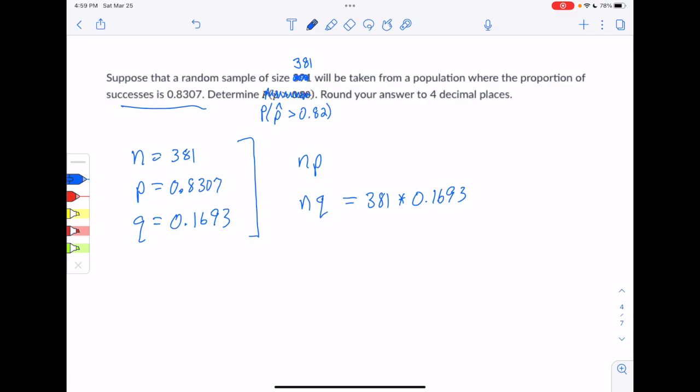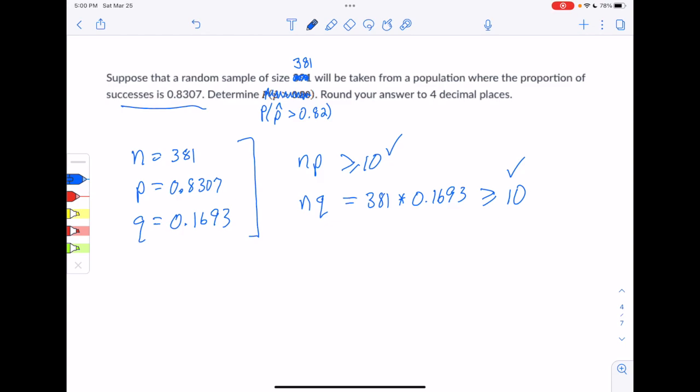Suppose n was 100 and we multiplied it by 0.1693. That would move the decimal over 2 spots and give us 16.93. 16 is bigger than 10. We're not multiplying by 100, we're multiplying by 381, so we're going to get something even bigger. So without my calculator, I can see that nq is bigger than 10. And np is also going to be greater than or equal to 10 because we're multiplying 381 times an even bigger number. So what does that mean for us? It means that p hat is approximately normal.